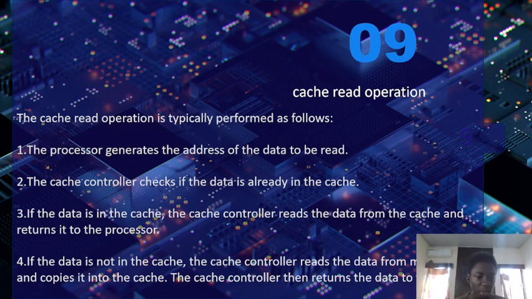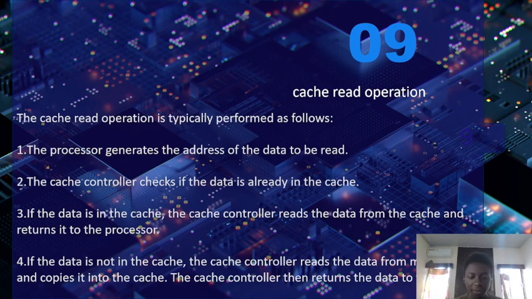Firstly, the processor will generate the address of the data to be read. So once the address is generated, the cache controller will first check if the data is already in the cache. If it's already in the cache, then it will copy it directly from the cache and give it to the processor. So 3, if the data is in the cache, the controller reads the data from the cache and returns it to the processor. That's it.